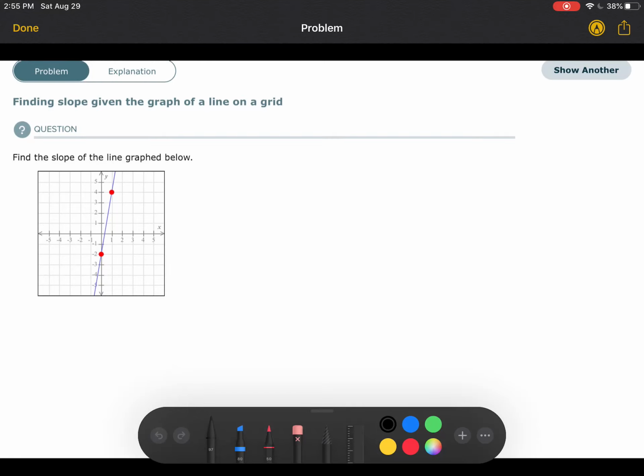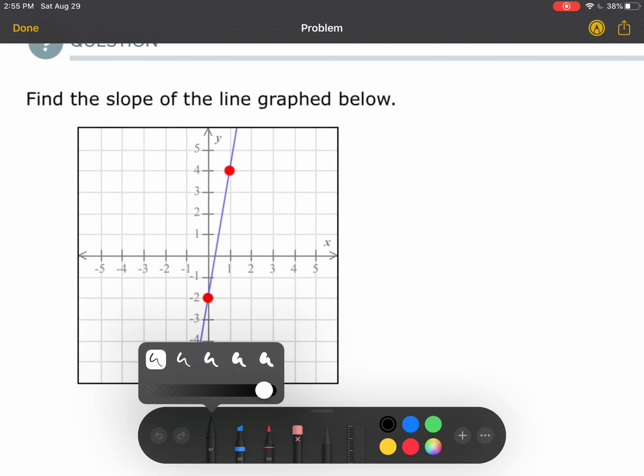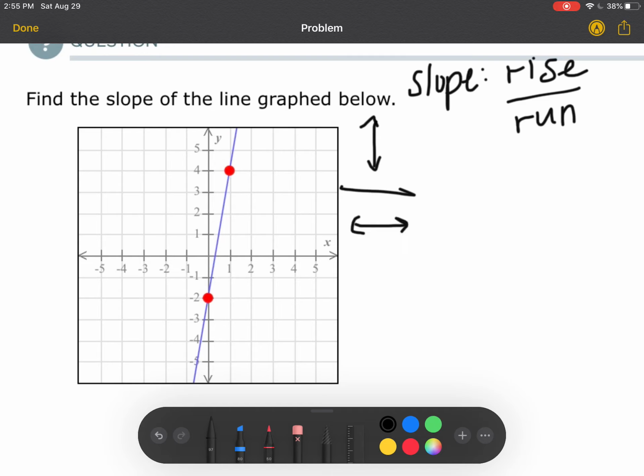Okay, so this video is going to tell you how to find the slope given the graph of a line on a grid. So pretty much what you're doing is you're finding the slope of this line, right? So the first thing that you need to know is that slope is, if you didn't remember, slope is rise over run. So how far does it go up and down over, in a fraction, how far it goes left or right? Okay, so I'm going to explain to you how that works on a graph.